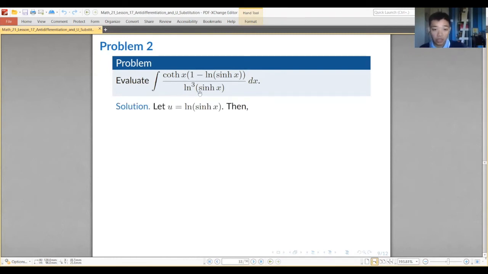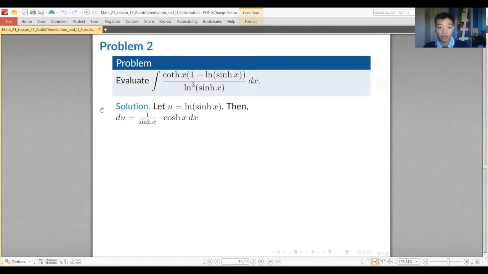So if you see here, this natural logarithm of sinh x is used 2 times. So it's the most frequently used function within the function. And then it's also the innermost function within the expression. So let's try to use that as our u.